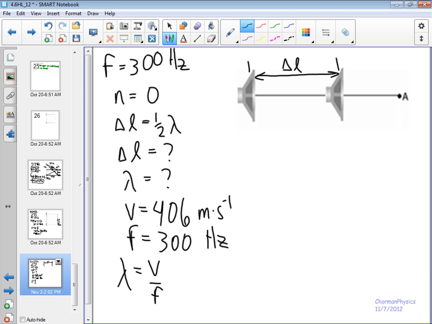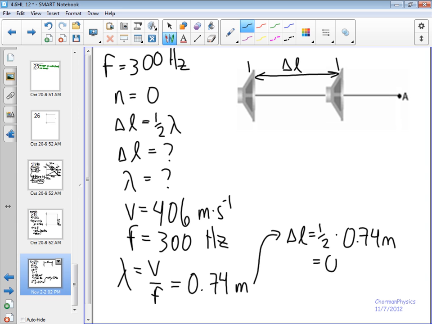I'll just substitute this in my calculator really quickly. What we end up with here on lambda is 0.74 meters. And when we solve for delta L, 1/2 of this, that should be 0.37. So that's how far apart both of these speakers are.